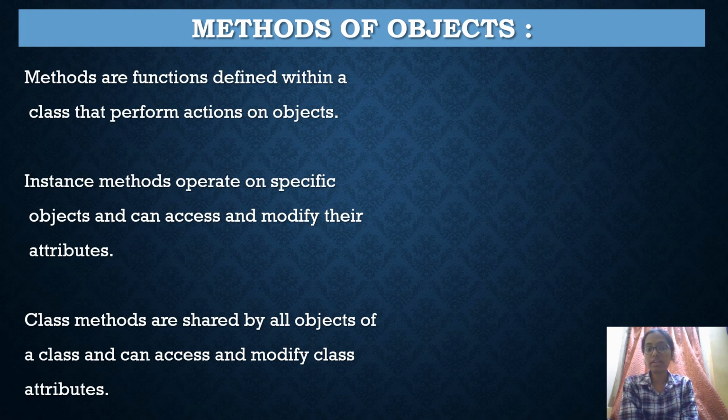So the next one is methods of objects. Methods are functions defined within a class that perform actions on objects. Instance methods operate on specific objects and can access and modify their attributes. Class methods are shared by all objects of a class and can access and modify class attributes.